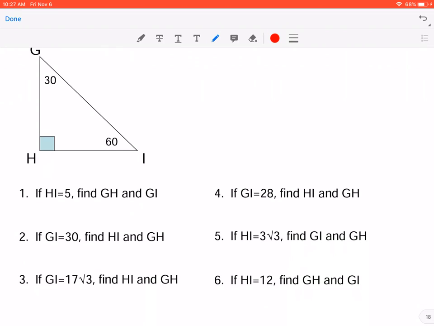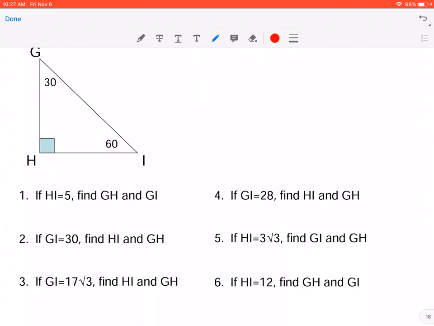All right, same thing, just a couple practice ones here. If you're in class, we'll do these in class. So again, the short leg always goes with the 60. So this is short, which means this is long. Okay? Look at number 1.